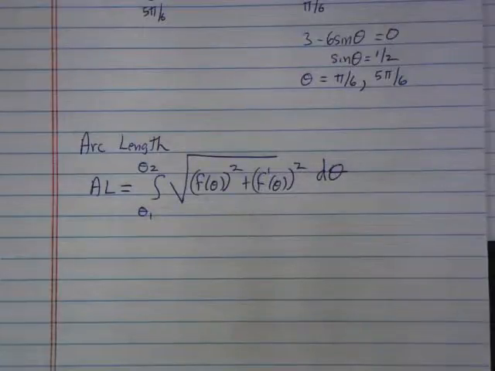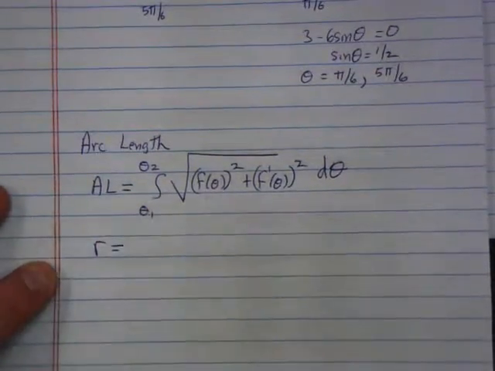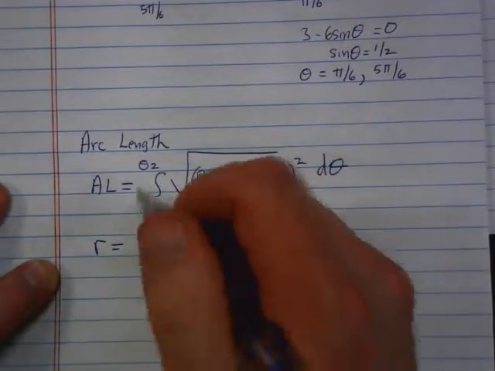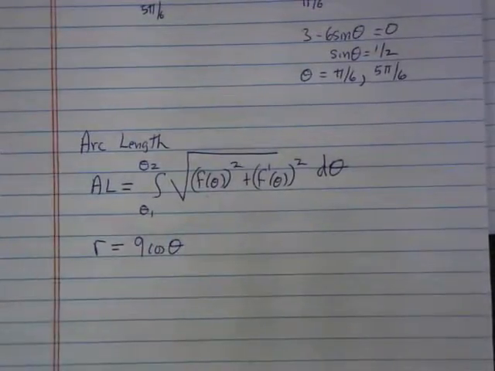All right, so somebody give me a function in polar form, r equals 9. Now, I'll make it a little bit more exciting than 9. 9 arctangent theta. How about 9 cosine theta? Let's not go too crazy.